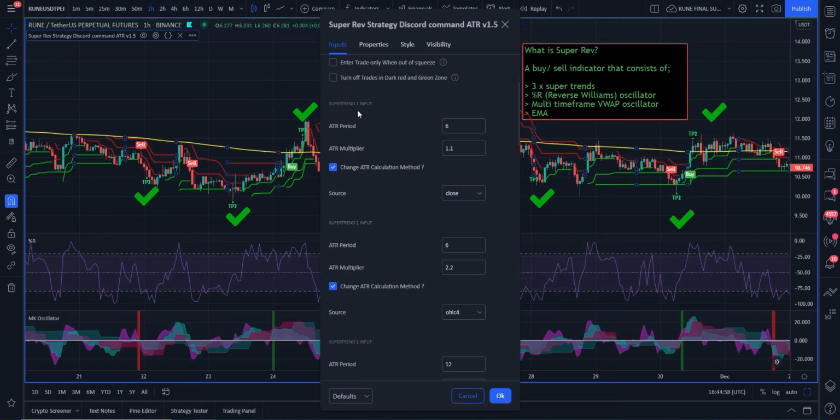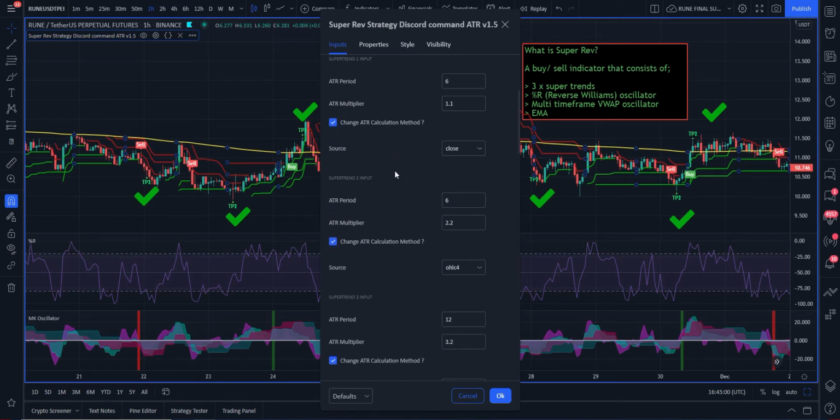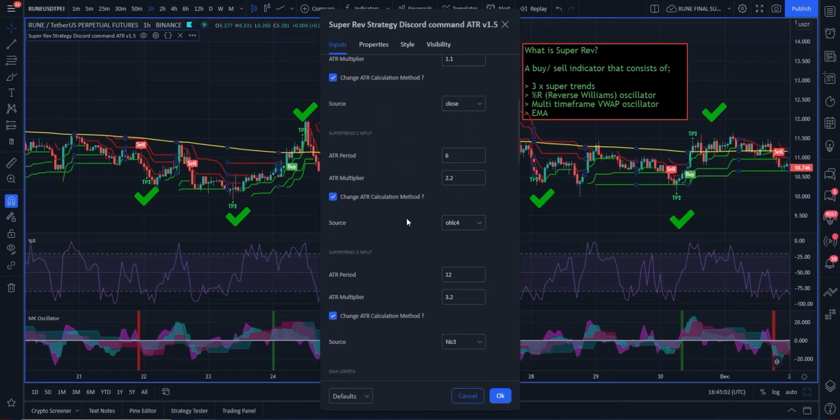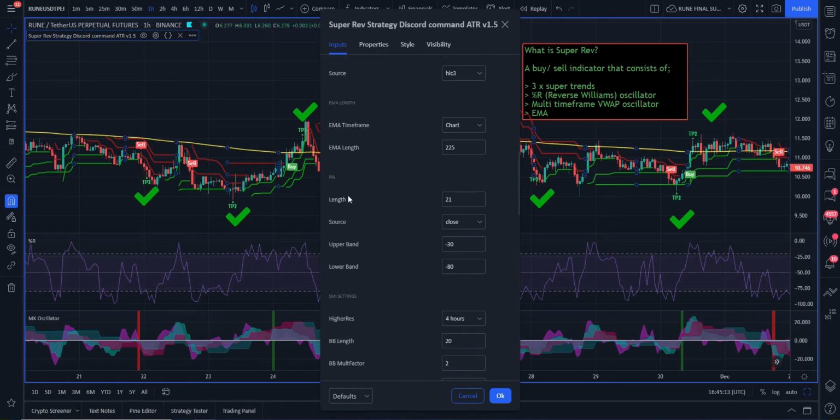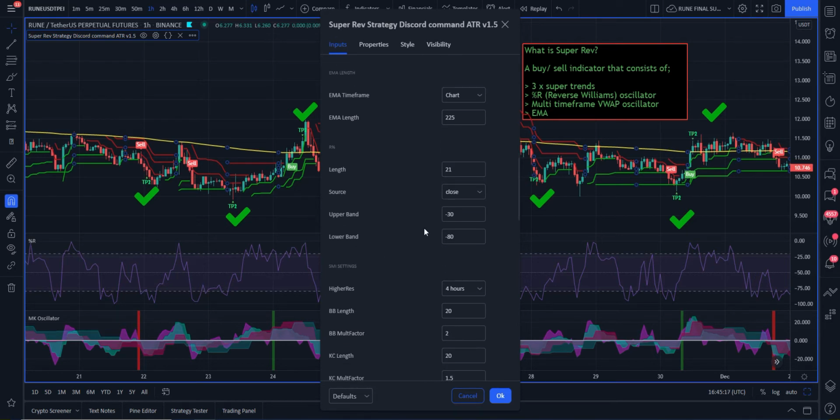As covered, with Supertrend you've got all your ATR multiplier and periods that you can change. The EMA, you can change the length. You can also make it a higher time frame, or you can just play around with the length separately. Percentile, you can also change the settings and the length. What you can also do is change the upper and lower bands.